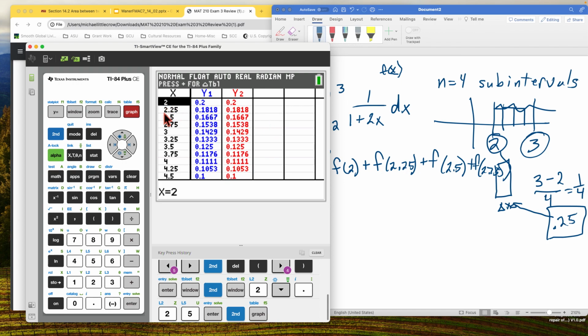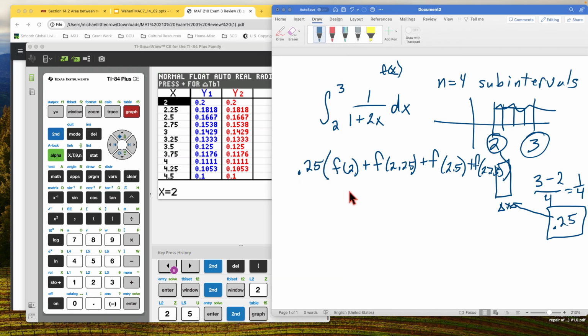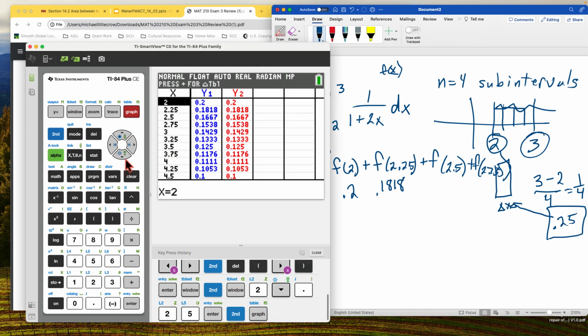So 2 is 0.2, 0.2, 0.1818, 0.1818. And I noticed in WebAssign, I was working with someone over the weekend, and they asked for 5 decimal places of accuracy. And notice this is only giving 4 decimal places.